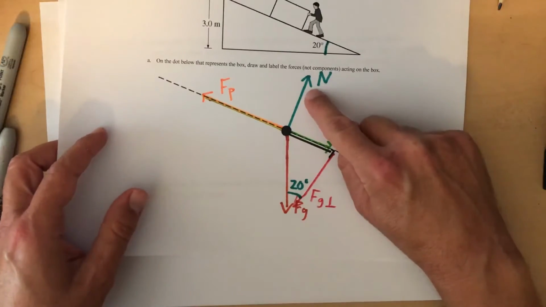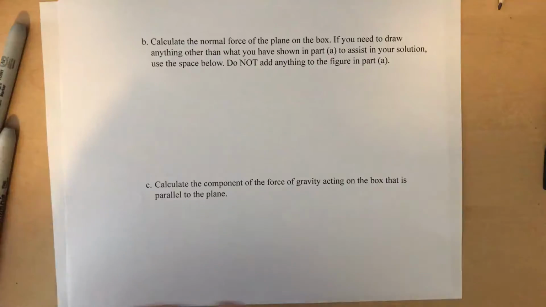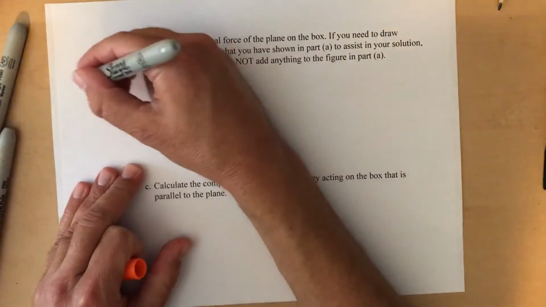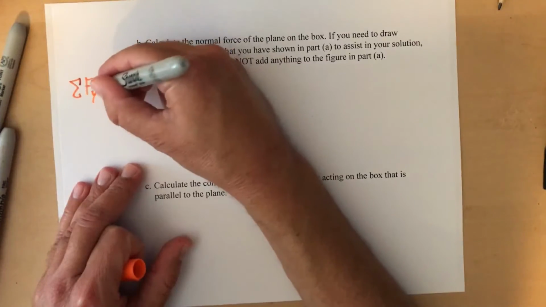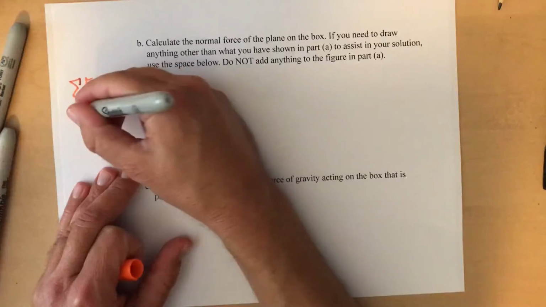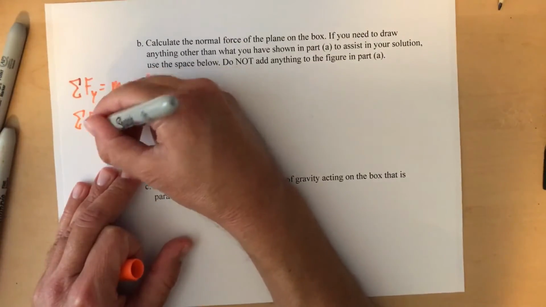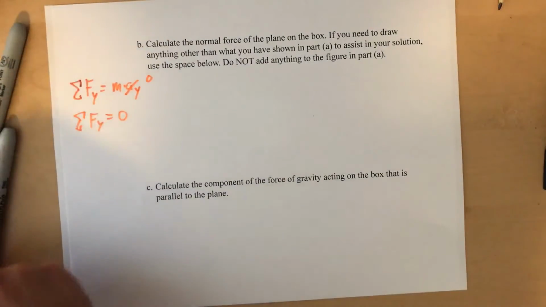The normal force here has got to be equal to the force of gravity perpendicular. And the way we want to start that off is by saying that the sum of the forces in the y direction is equal to mass times acceleration in the y direction. We know that's 0. So we know that the sum of the forces in the y direction is equal to 0.